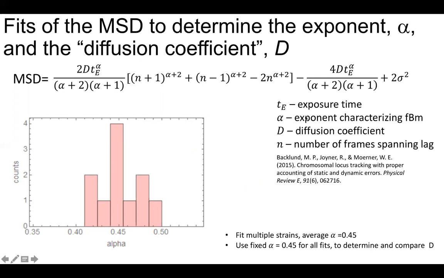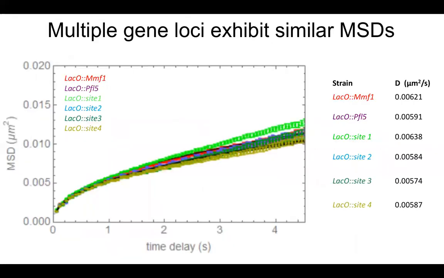In any case, when we look at the behavior of a number of different loci, we find that the exponent alpha is scattered around a value of 0.45. That's to be compared perhaps with the exponent expected for the Rouse model of polymer physics, which is 0.5. So it's certainly very close to that Rouse model value. Here's a bunch of MSDs from six different loci, and what you can see is that in every case the mean square displacement is rather similar for all of these different loci.